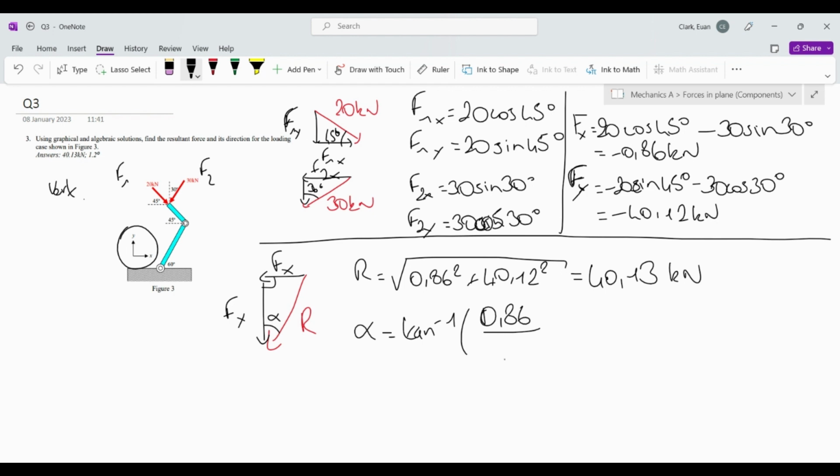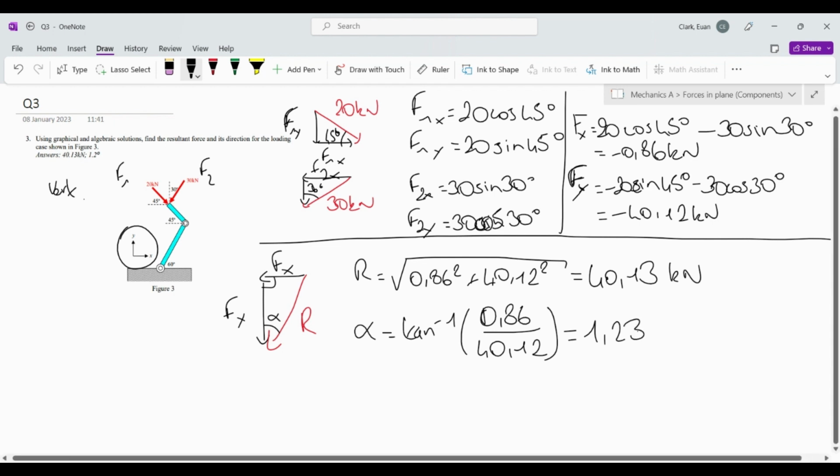It'll be a bit weird. So, over the adjacent, which is Fy, and this should give you the angle of 1.23 degrees. So these are final answers.